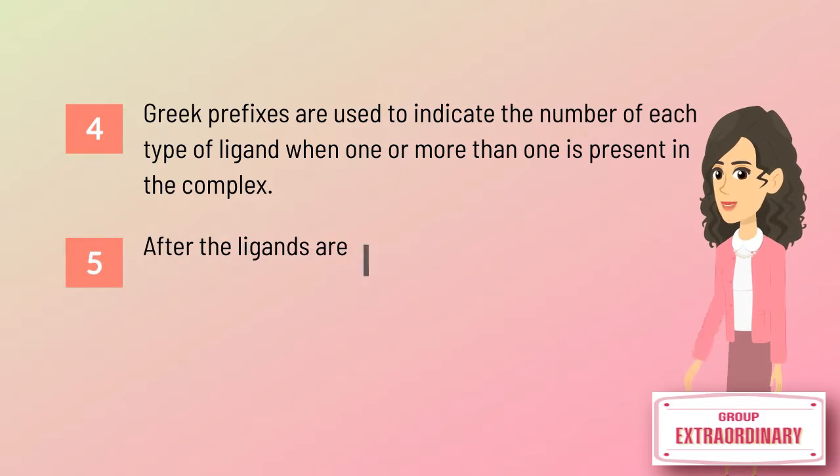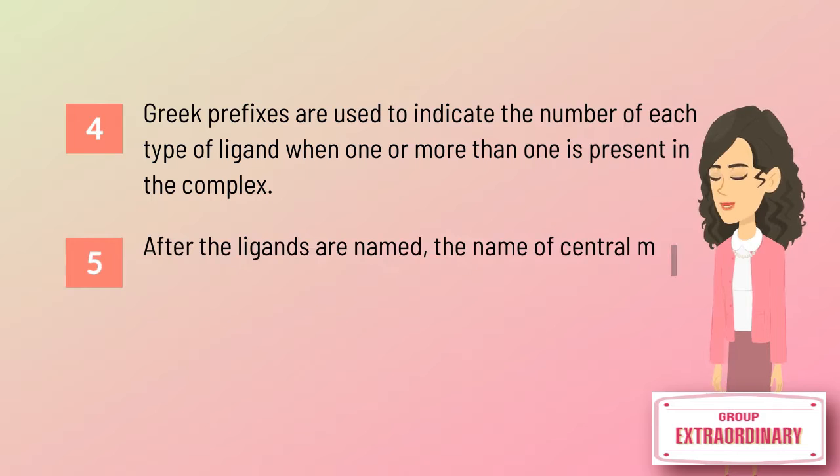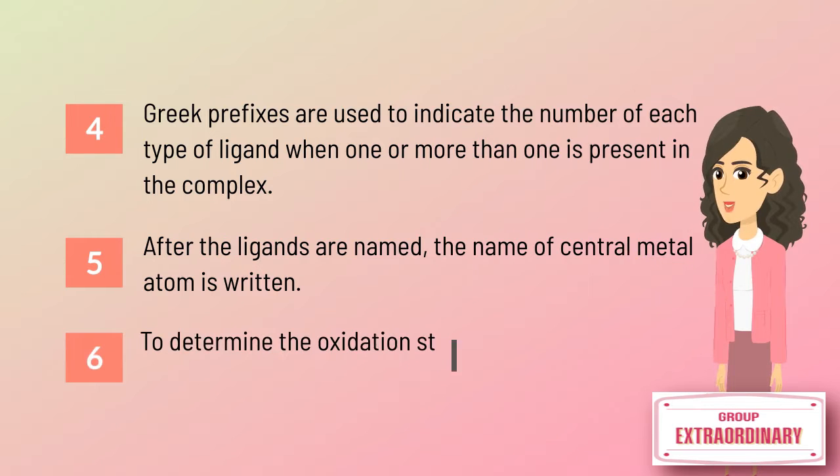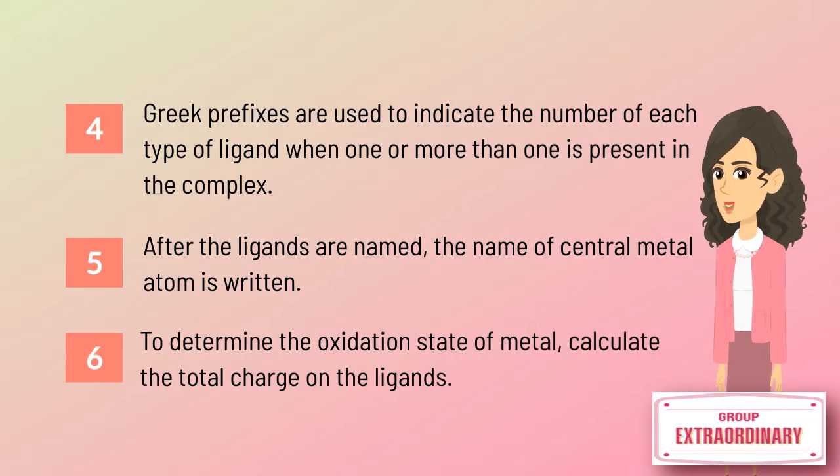After the ligands are named, the name of the central metal atom is written. And the last rule is Rule 6. To determine the oxidation state of the metal and calculate the total charge of the ligands. Now, let's go into details on how to name the compound according to each rule.